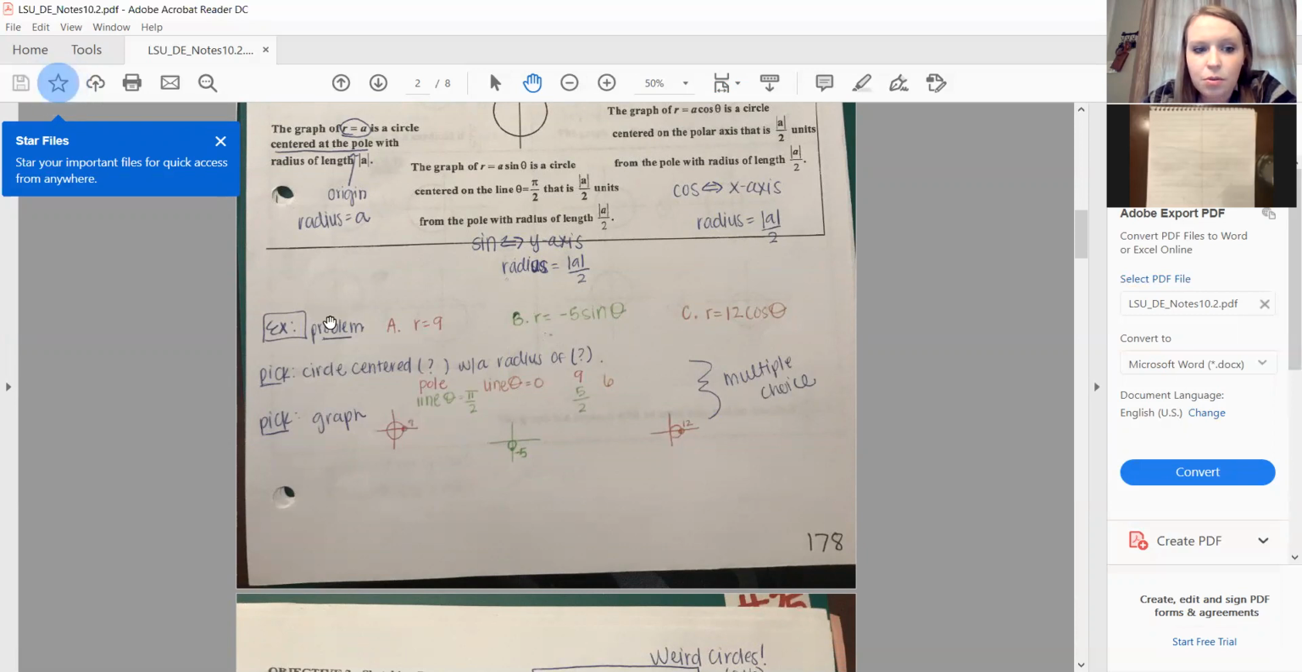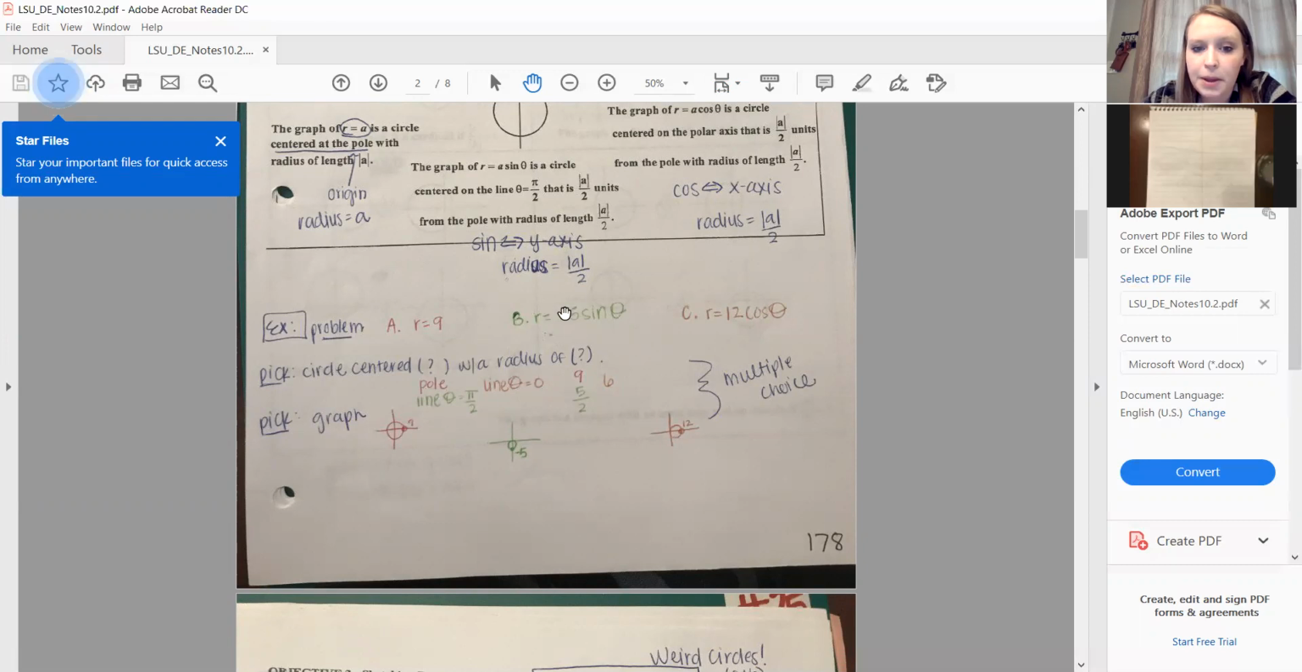The first thing we're going to ask you is, is it centered, and you're filling in the blank, and it's going to say with a radius of blank. So r equals 9 is centered at the pole, that's like the origin, with a radius of 9.